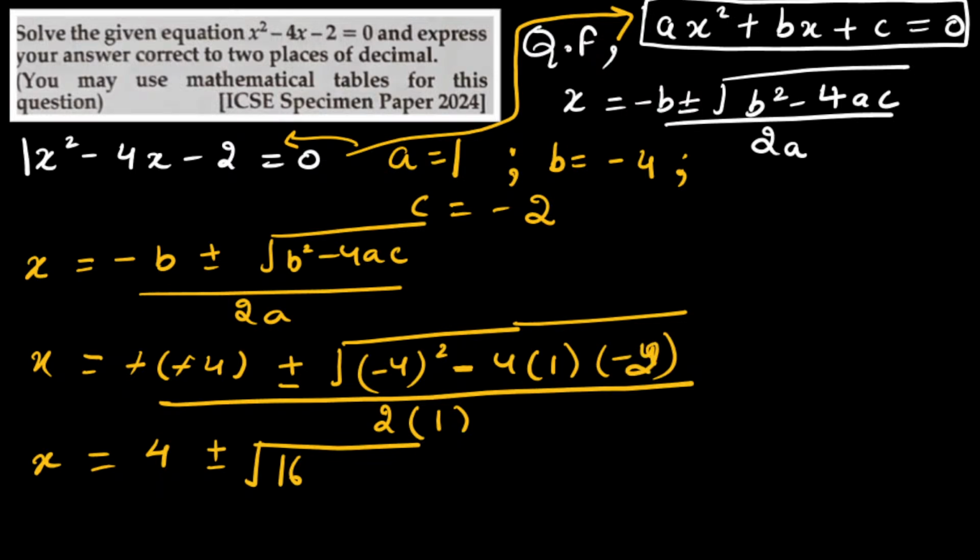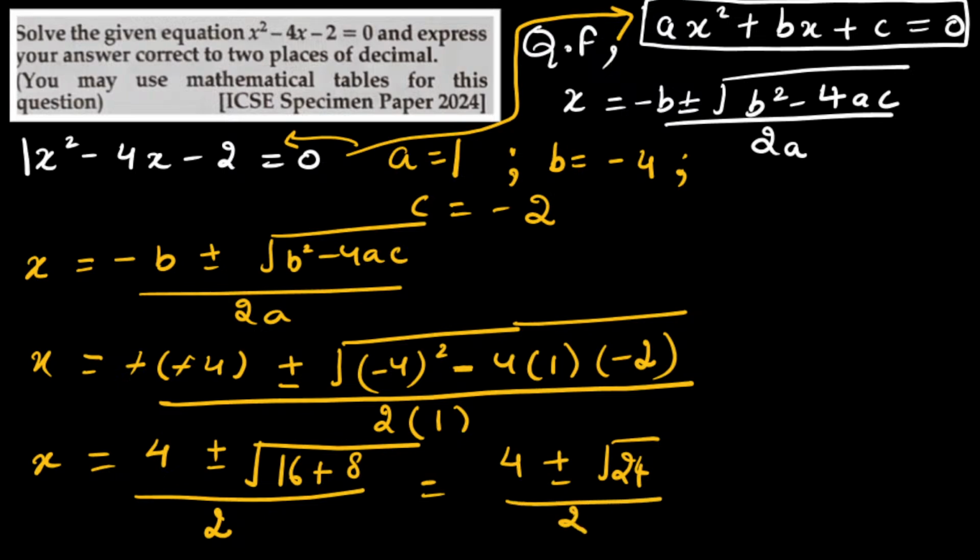Okay, c is minus 2. I just wrote minus 4 by mistake. It is minus 2. So this minus and this minus will make plus. Minus into minus is plus. 4 into 2 is 8, by 2. So this is what I have got. Now 4 plus minus square root of 16 plus 8, it is 24, by 2.